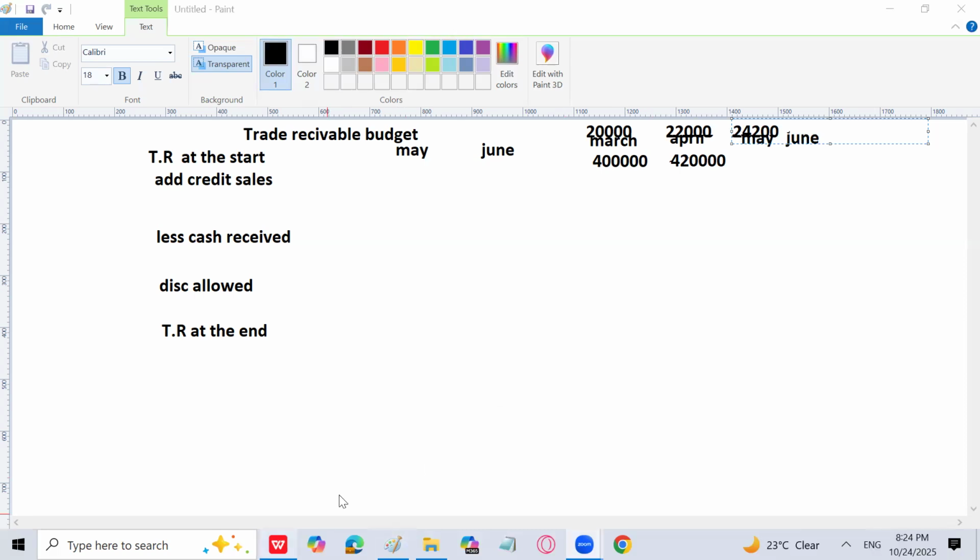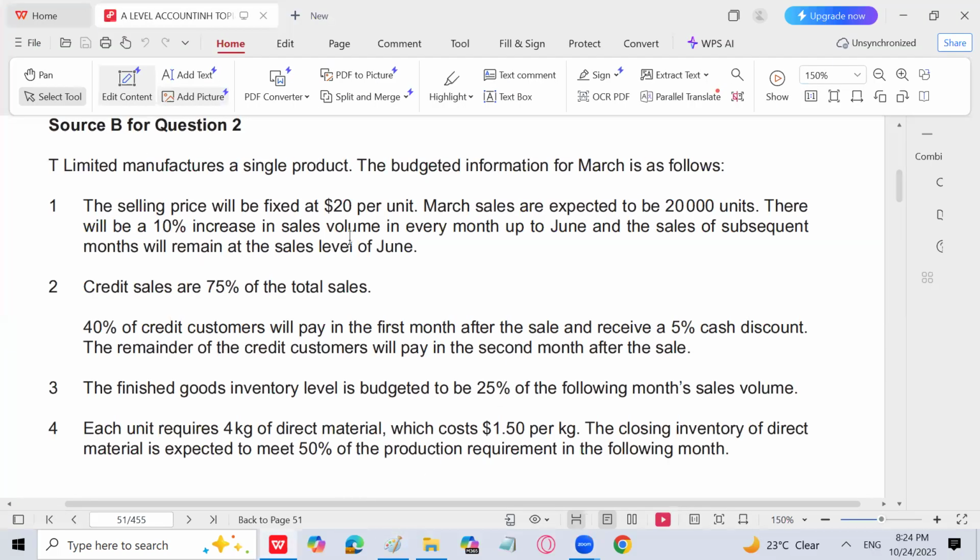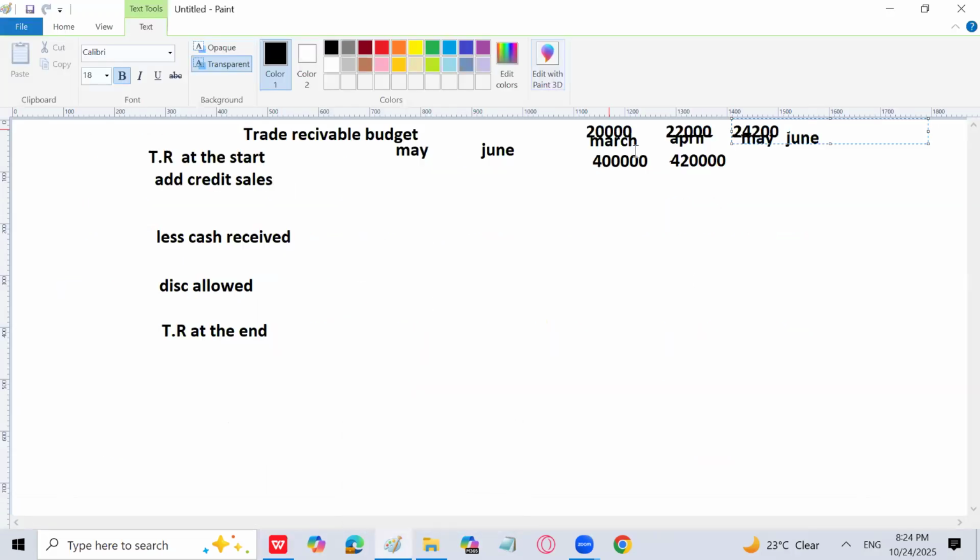I did something wrong actually, because it is a 10% increase in sales value. So 20,000 March sales, 10% is 2,000, and 22,000 is going to be the April sales. And then again 10%, 2,200, 24,200 is going to be the May sales into 20. What is the amount of sales in May?